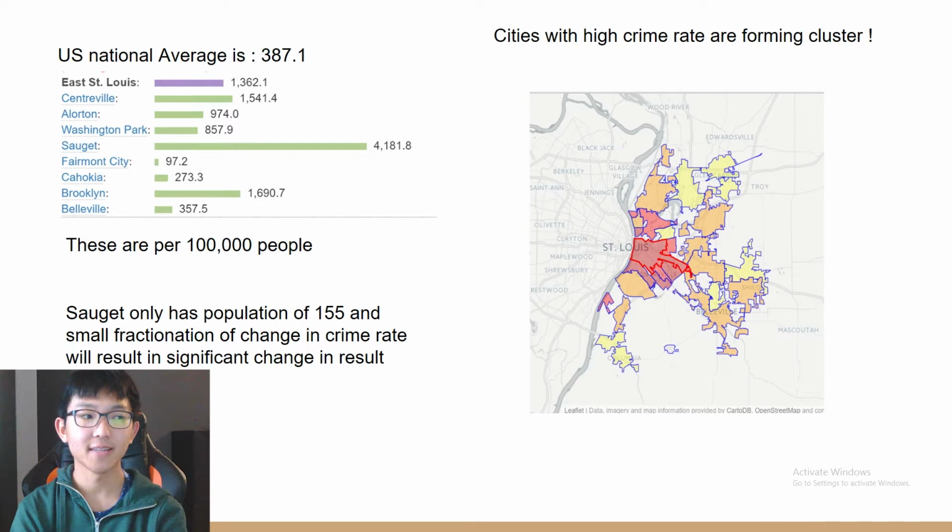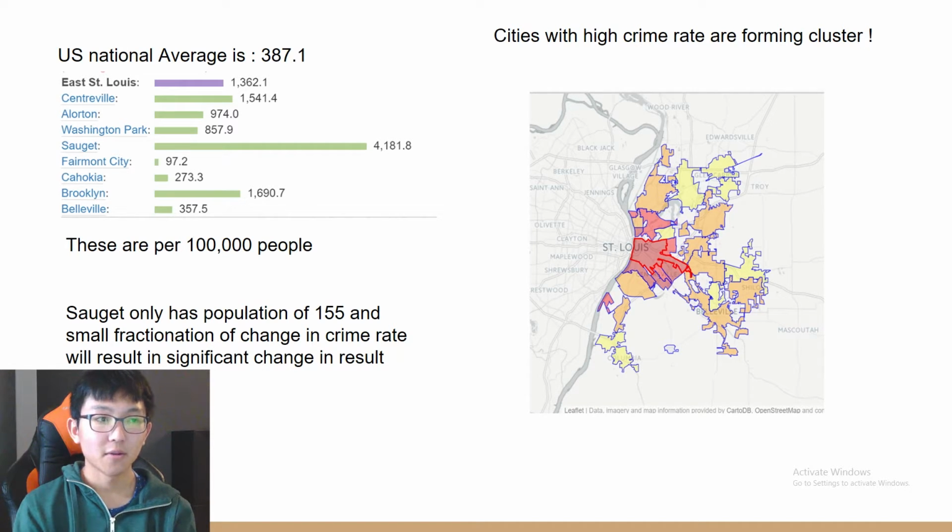We have decided to remove the data provided from the city of Sauget, since this city has a really small population of 155, and then small fluctuations in crime rate will influence the end result largely. So we can consider Sauget as the anomaly in this case, or outlier.